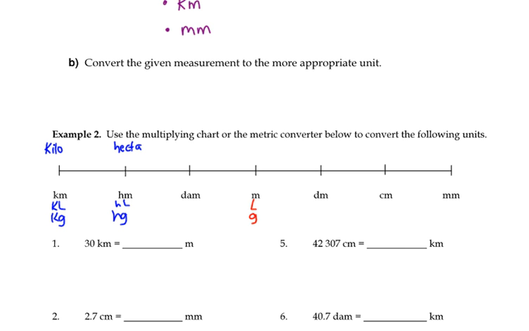Which ones are confusing? The L's? Okay, DAM is deca. So you can have a decaliter or a decagram. Okay, so notice your base unit is always in the center. There's no other letters in front of it. These are our base units.